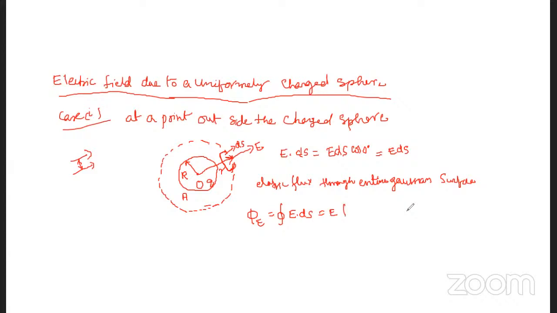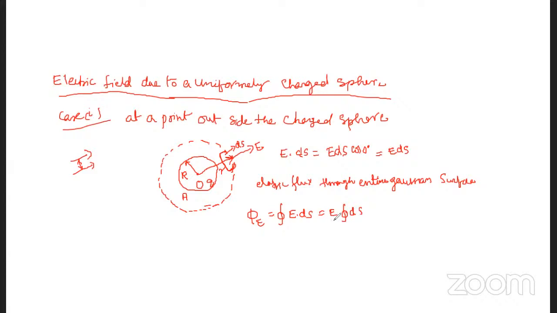In this equation, E is constant at all points, and hence we have taken it out of the integral. Why have we taken this out of the integral? Because E is constant at all points.